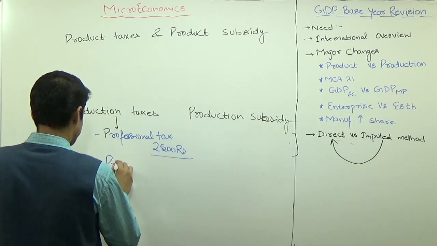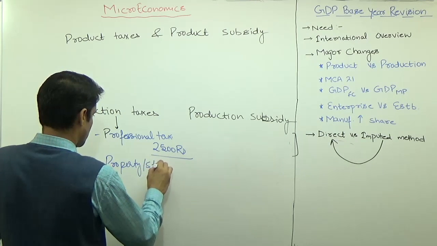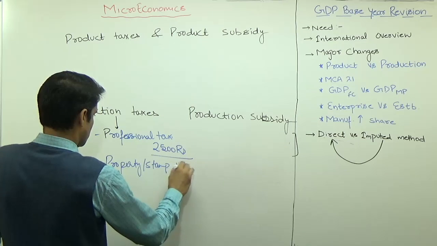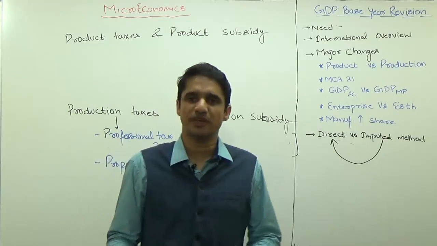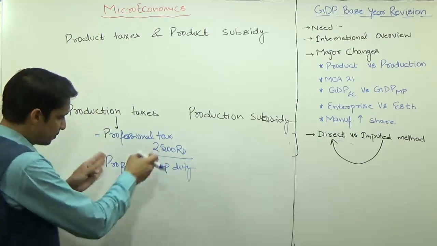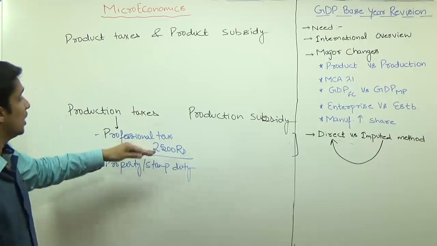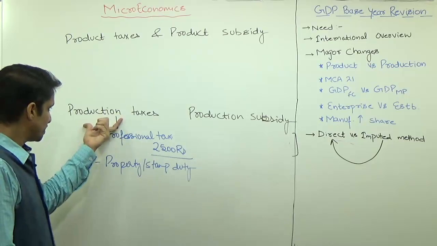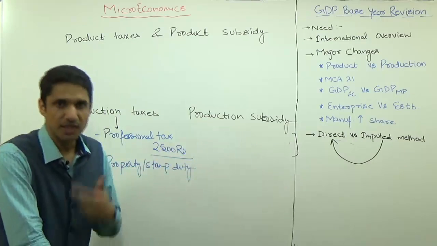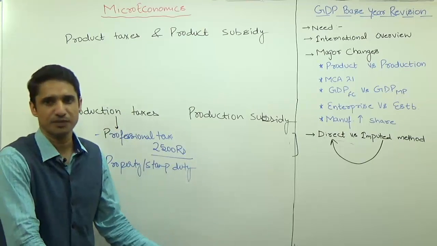on the property, you have to pay that stamp duty. So that stamp duty, that 100 rupees, 50 rupees, 500 rupees, whatever the stamp paper, that is fixed. So this is stamp duty, professional taxes, all these are examples of production taxes. So production taxes and production subsidies, they are not dependent, they are invariant to the value of production.